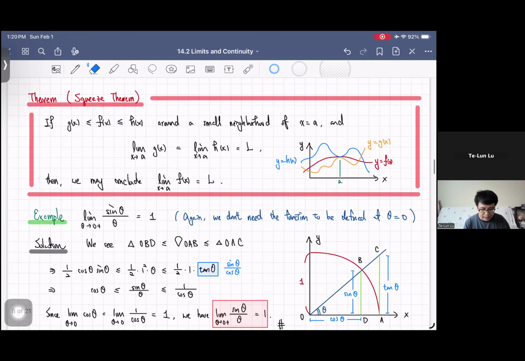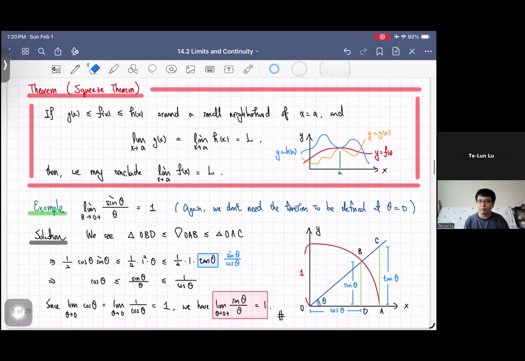Lastly, we have another nice theorem called the squeeze theorem, which is a way to compute the limit by constructing two simple functions around the target function. And if those simple functions have an identical limit at a point, then we can compute the limit of that perhaps complicated function at the point a.